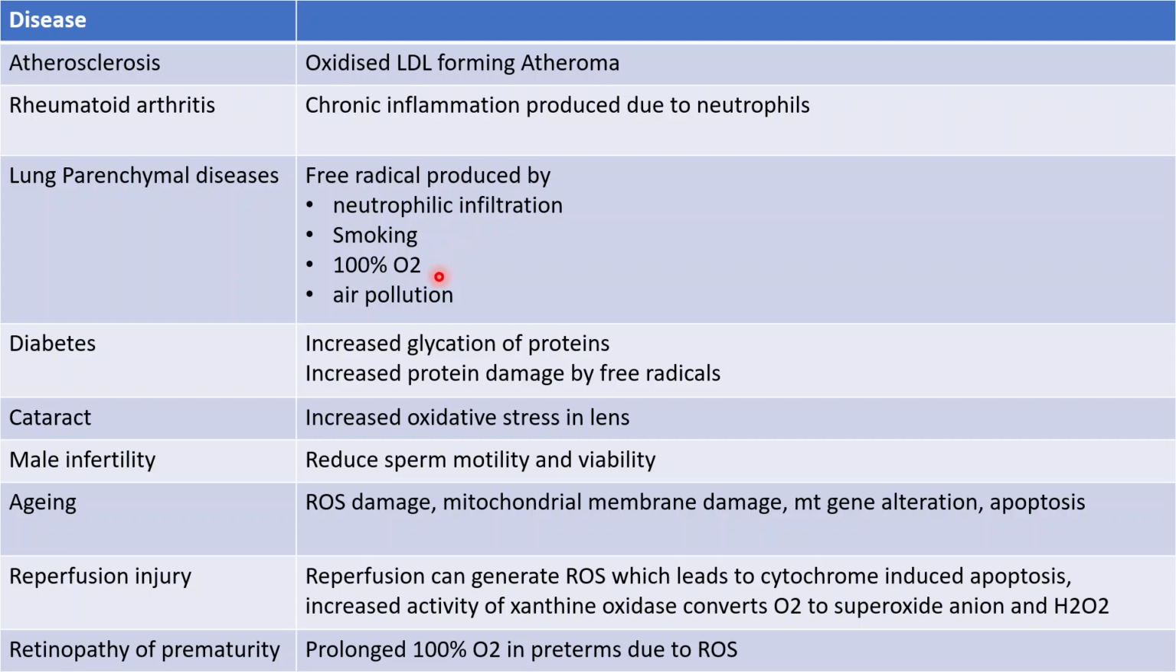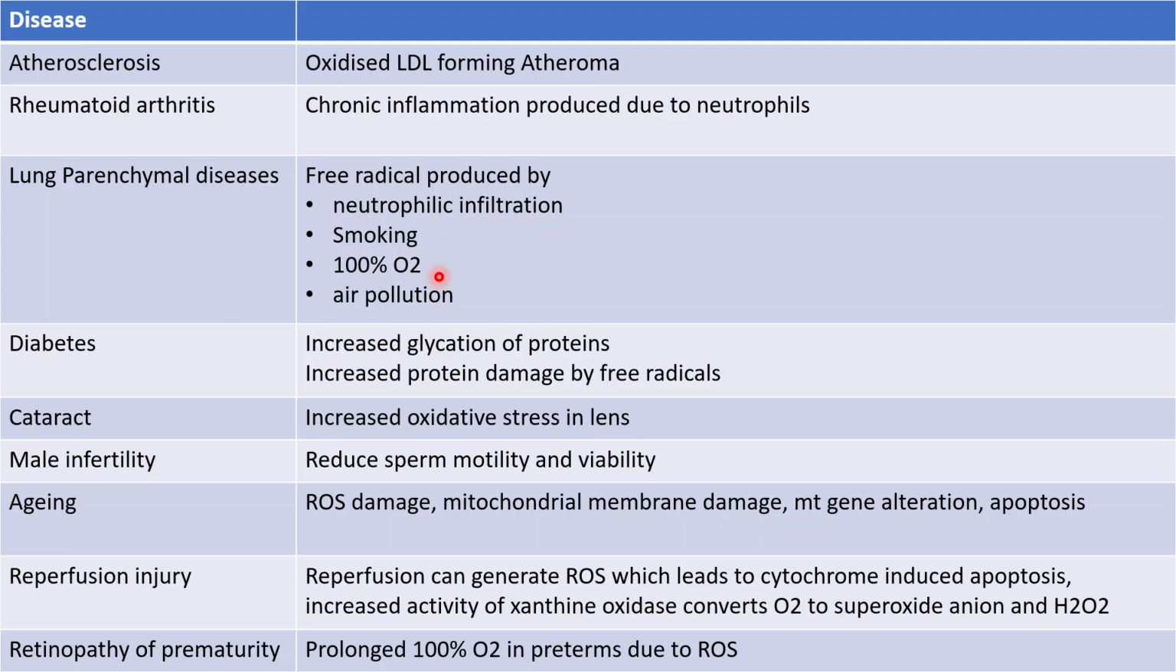If the person is hospitalized and is given 100% oxygen, then again it can lead to generation of reactive oxygen species and damage the lung. The normal air which we breathe contains only about 21% oxygen. If the person has been given supplemental oxygen, that oxygen is 100% or pure oxygen. If this pure oxygen therapy is prolonged, it can lead to development of reactive oxygen species and can itself damage the lungs.